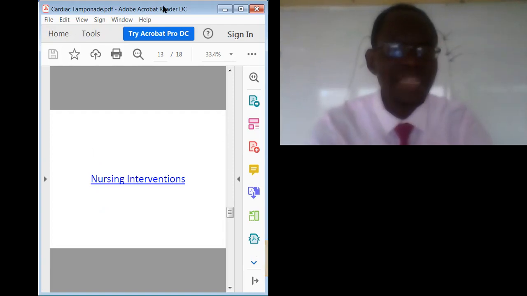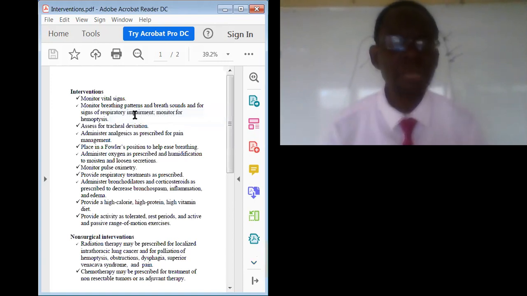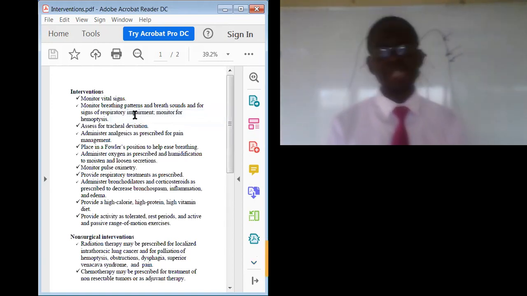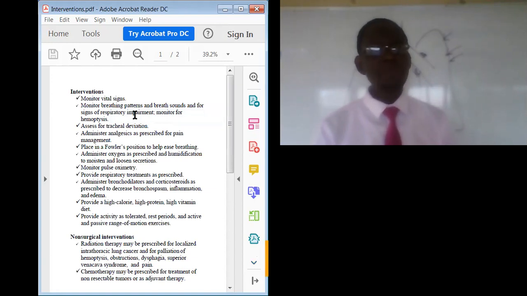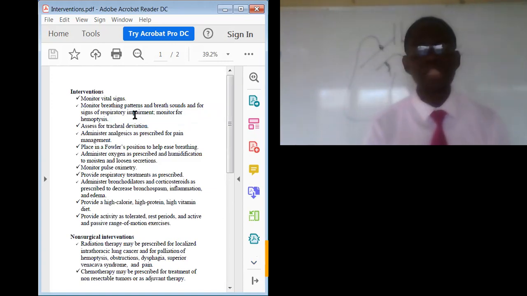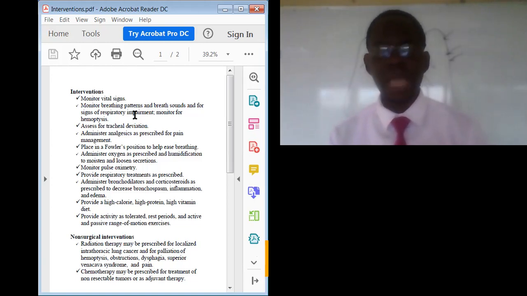Now, what do we do for this patient with lung cancer? One, we have to monitor vital signs. We have to monitor breathing pattern. You need to assess for tracheal deviation. Administering analgesics is very important. Pulse oximetry, among others, as you can see in that presentation there. So those are some of the things that we do for this patient.